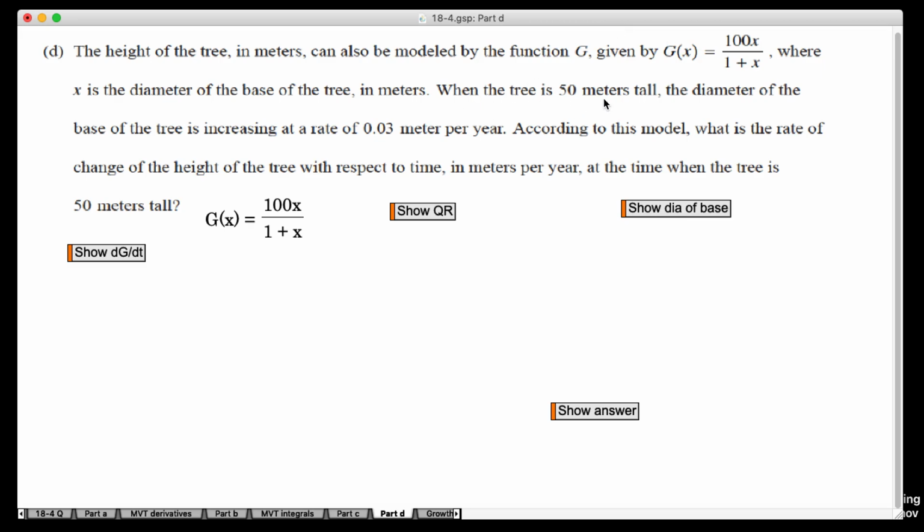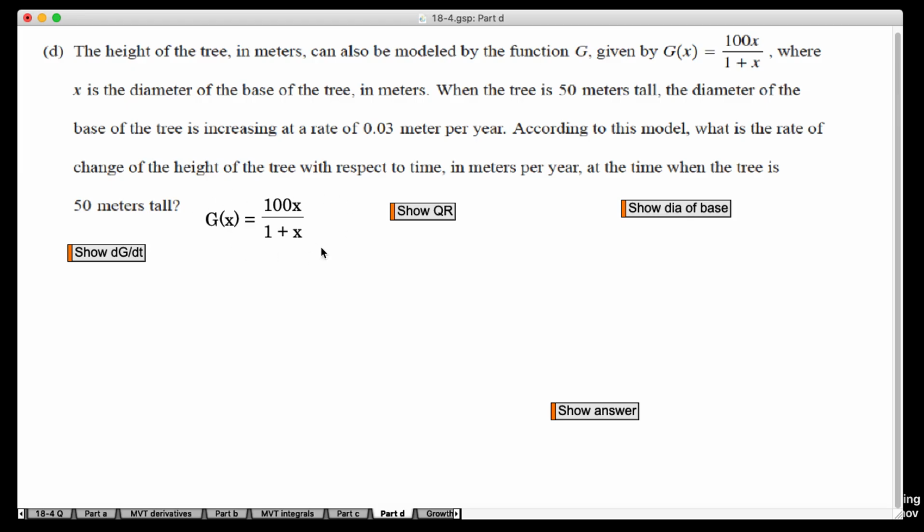Now it says when the tree is 50 meters tall, the diameter of the base of the tree is increasing at a rate. In other words, this tree is growing, and the diameter of the base is growing at a rate of 1.03 meters per year. And then it wants to know, according to this model, what is the rate of change of the height of the tree with respect to time in meters per year? Excuse me, at the time when the tree is 50 meters tall.